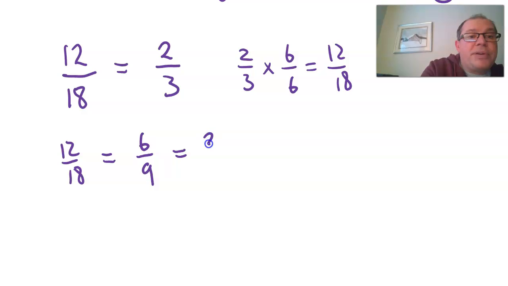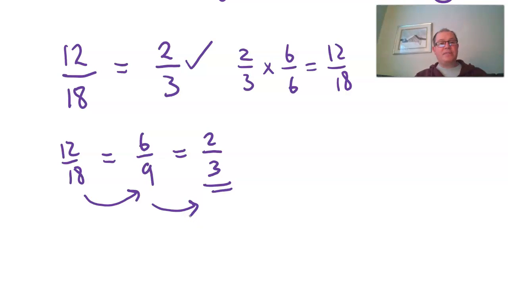6 divided by 3 is 2, and 9 divided by 3 is 3. So we get the same answer. We just needed one extra step. And that's fine. If sometimes you want to do more than one step because it's easier, you can do that. So that's how we simplify fractions into their lowest terms.